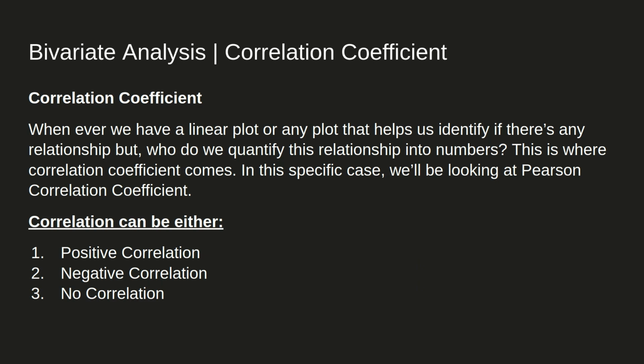A correlation can be either a positive correlation, like a positive relationship, a negative correlation, or no correlation at all, which means there's no relation between the two values. There can be a negative relationship, which can be quantified by a negative correlation, and a positive relationship, which can be quantified by a positive correlation. Okay, so let's look at it.